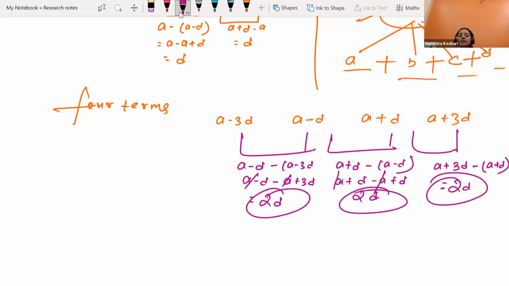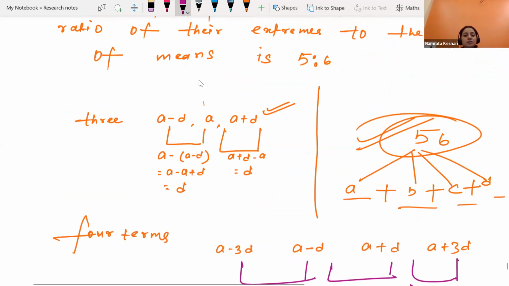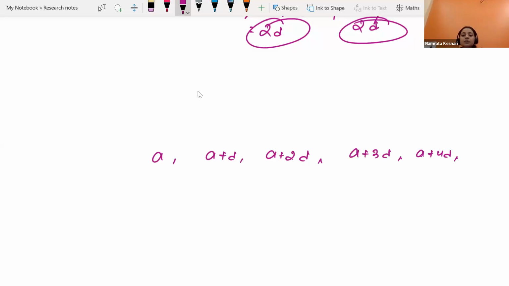Now, have I said last day that if the question is talking about five terms, or if the question is talking about six terms, what you will be taking? Let me write the general sequence. First is a, next is a plus d, next is a plus 2d, next is a plus 3d, next one is a plus 4d, next one is a plus 5d. Like that the sequence will go. This is the general sequence which you learned when we discussed the chapter.